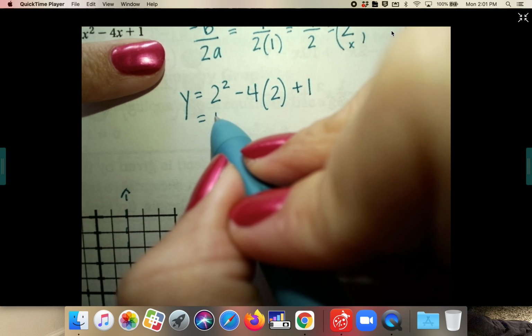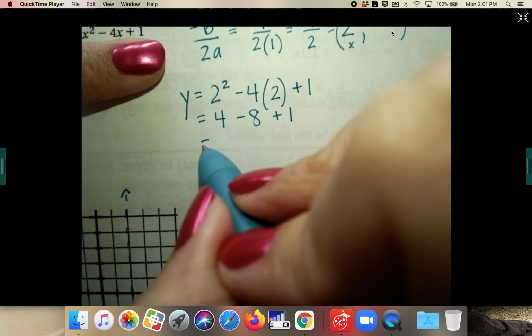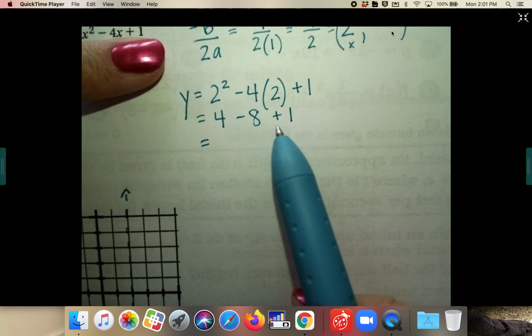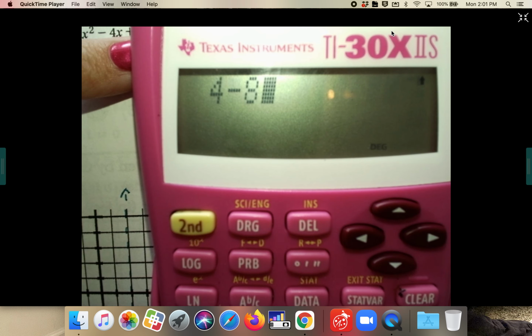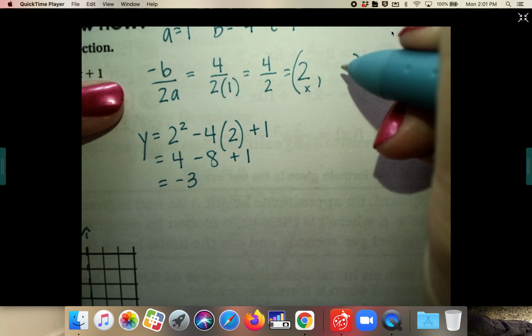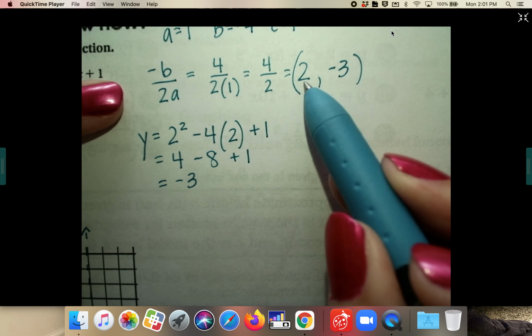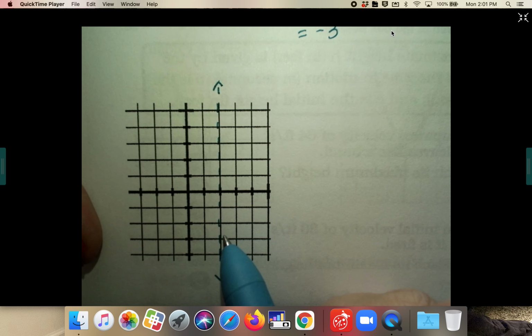So 2 squared is 4. 4 times 2 is negative 8 plus 1. 4 minus 8 is negative 4, plus 1 is negative 3. Did I do that right? 4 minus 8 plus 1. Yeah. All right, so negative 3. So our vertex is 2, negative 3.